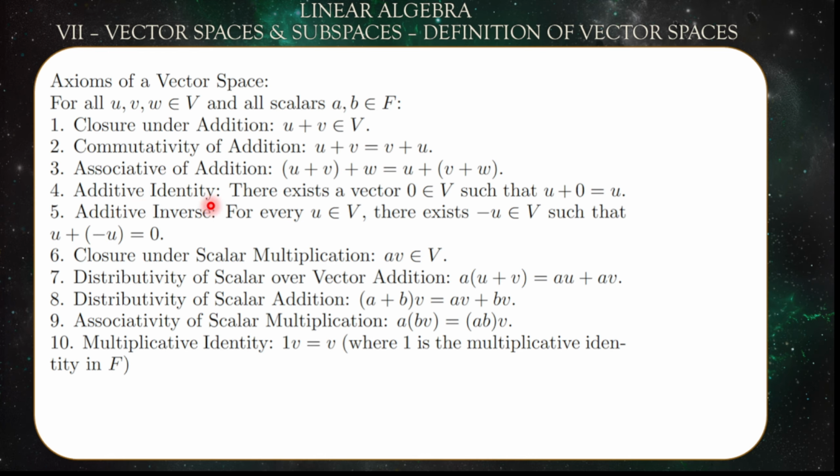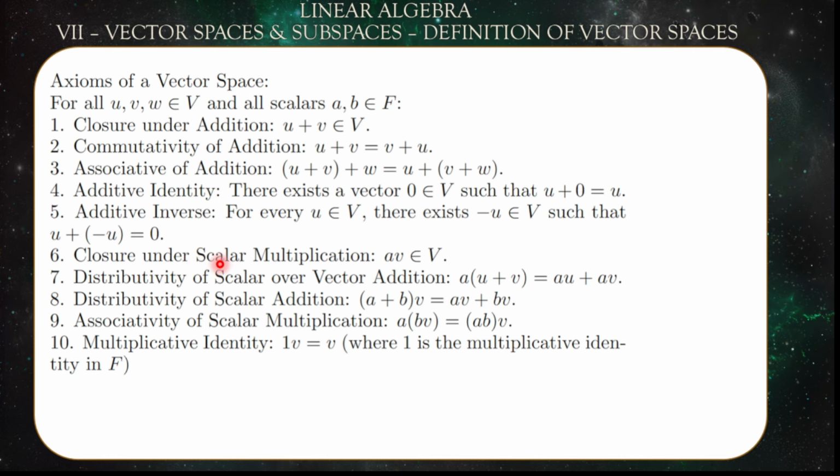Additive identity. So there exists a vector 0 within V such that u plus 0 is equal to u. Additive inverse. For every u within V, there exists minus u also belonging to the same set, which is V, such that u plus minus u is equal to 0. Okay, so these are different conditions that must be satisfied for us to have a vector space, in case you're still wondering.